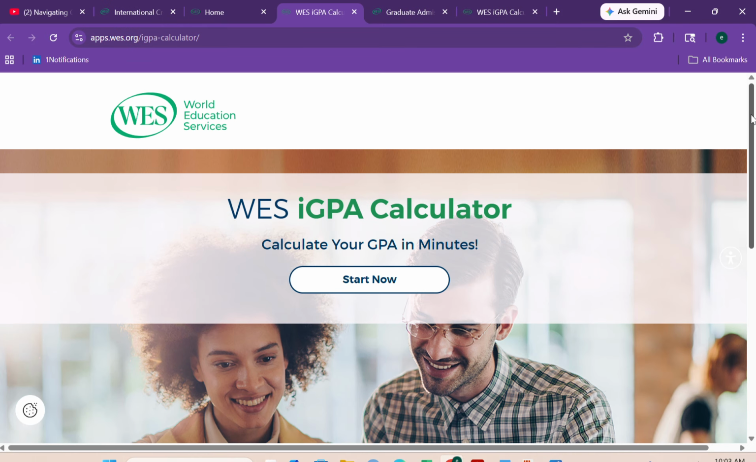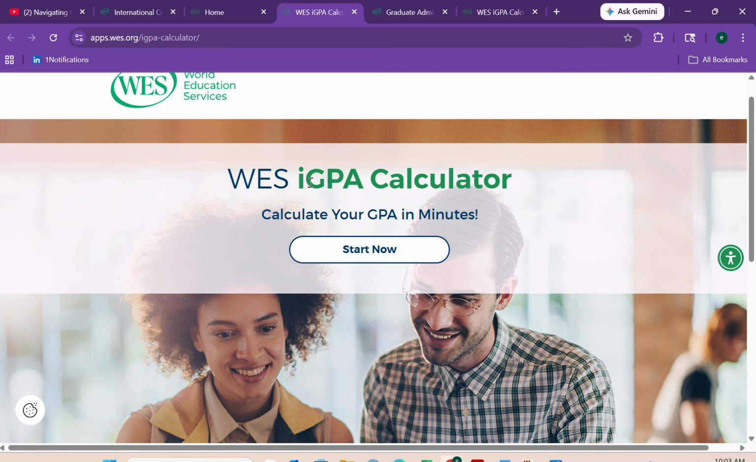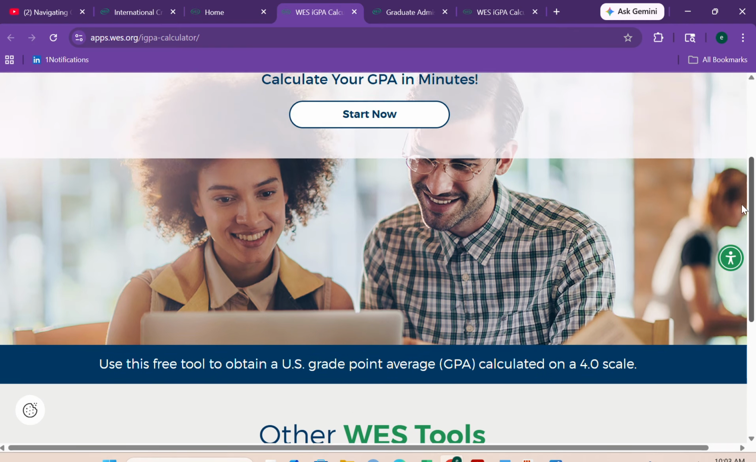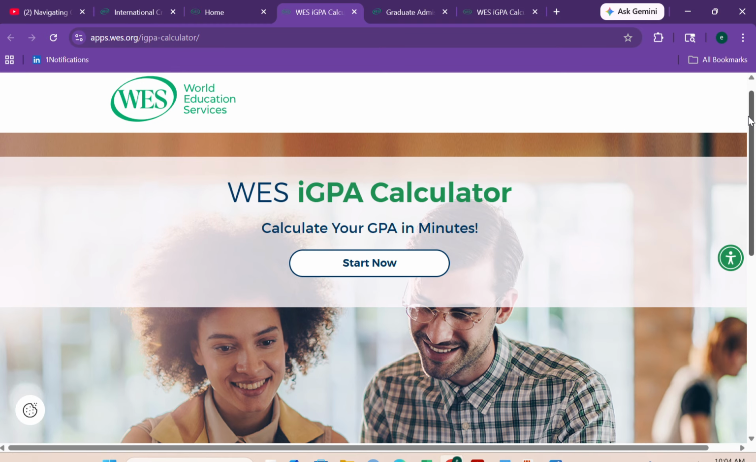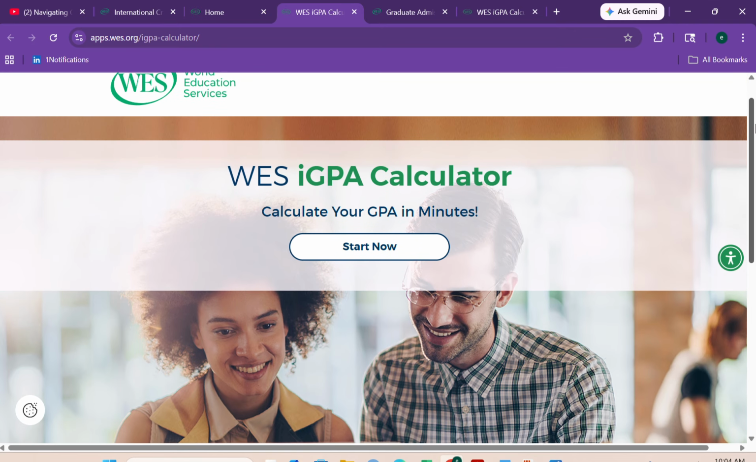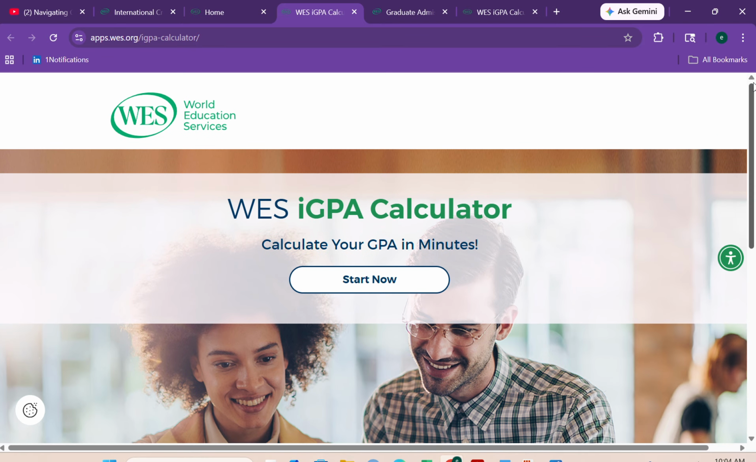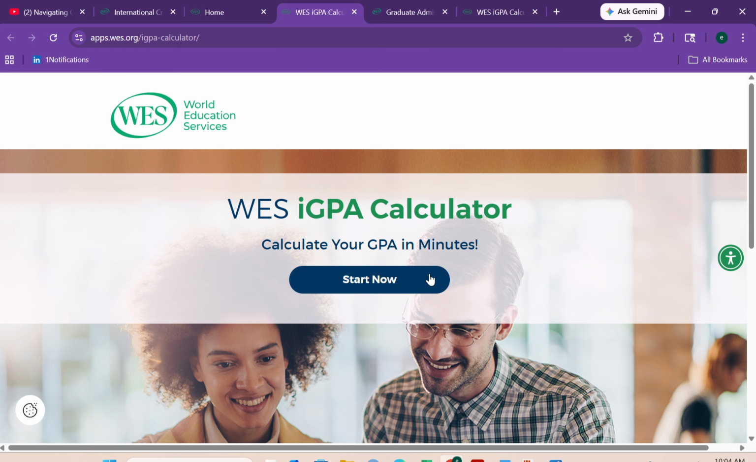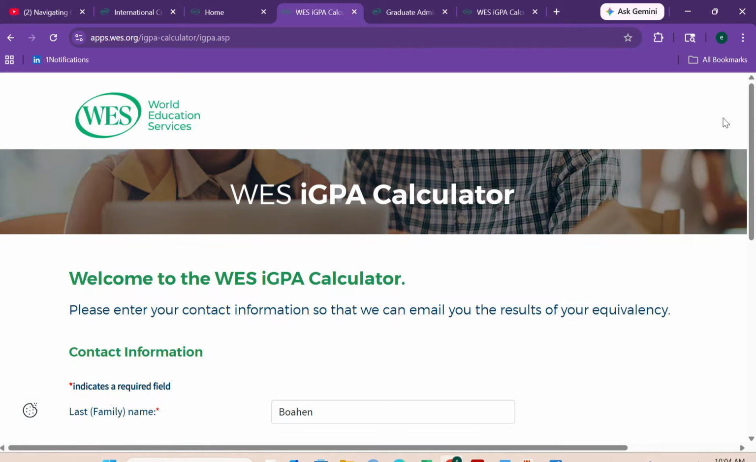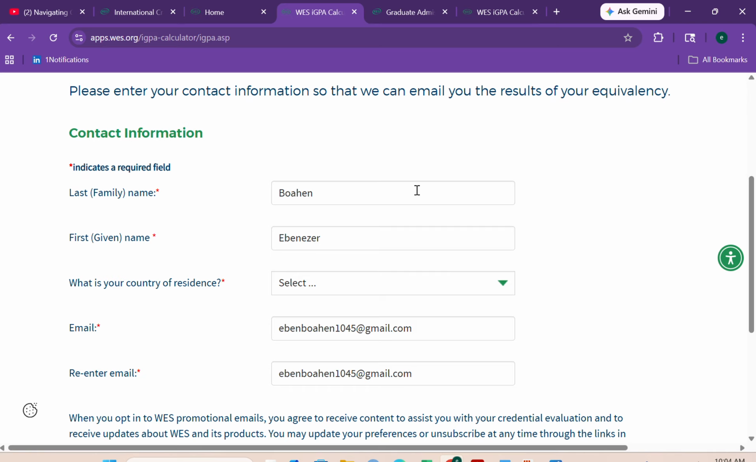You click on the ICAP. It says WES iGPA calculator. Sorry, it's not ICAP. WES iGPA calculator: calculate your GPA in minutes. So you can calculate your GPA in a few minutes by entering all the courses you have taken in your undergraduate studies. Let's say you are in Nigeria or you are from Ghana and you want to see your equivalent GPA in the US standard or the Canadian standard. You can do it yourself here just by starting. You can click on start and then you enter all your information here.